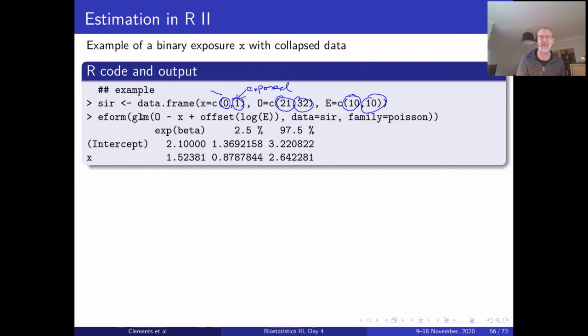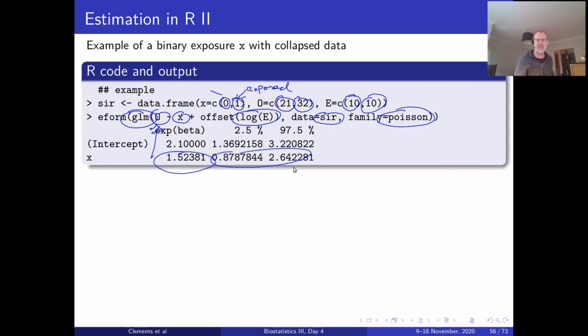Then those are the data, and we can do a GLM, Poisson regression, using those data with the exposure, and an offset for the log expected, with the observed as the outcome. And this shows that after adjusting for the factors in the standard population, which could be age and sex, the SIR would be 1.52 with a 95% confidence interval between 0.88 and 2.64.